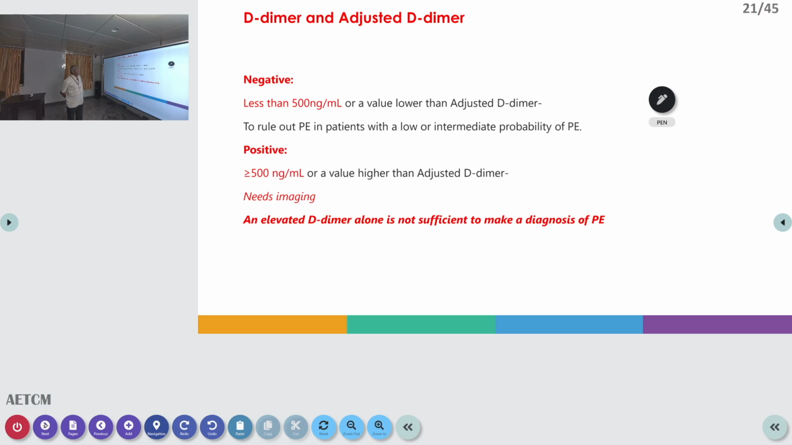thrombolytic agents also. And a D-dimer and adjusted D-dimer to know about the presence or absence of DVT. See, negative is less than 500 nanogram per ml, and positive is more than 500 nanogram per ml. Remember, an elevated D-dimer alone is not sufficient to make a diagnosis of pulmonary embolism.